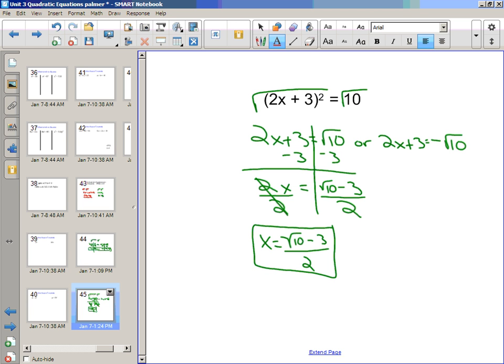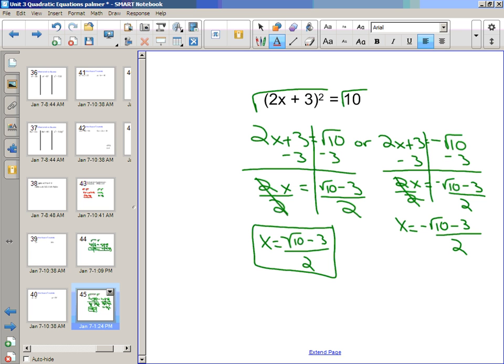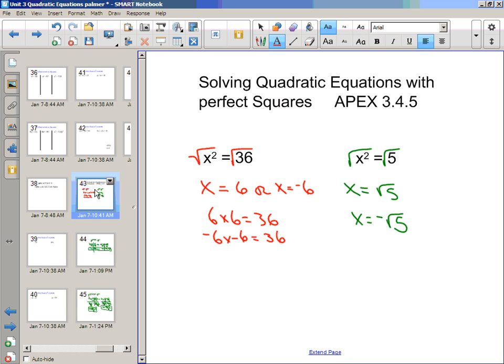And the other one, we better do this over here. Subtract 3. So 2x equals negative the square root of 10 minus 3. Divide by 2. So x equals negative the square root of 10 minus 3 all over 2. I know it looks kind of complicated, but actually it's not much different than the first ones I showed you here, where basically all you do is take the square root. To undo a square, take the square root of each side.